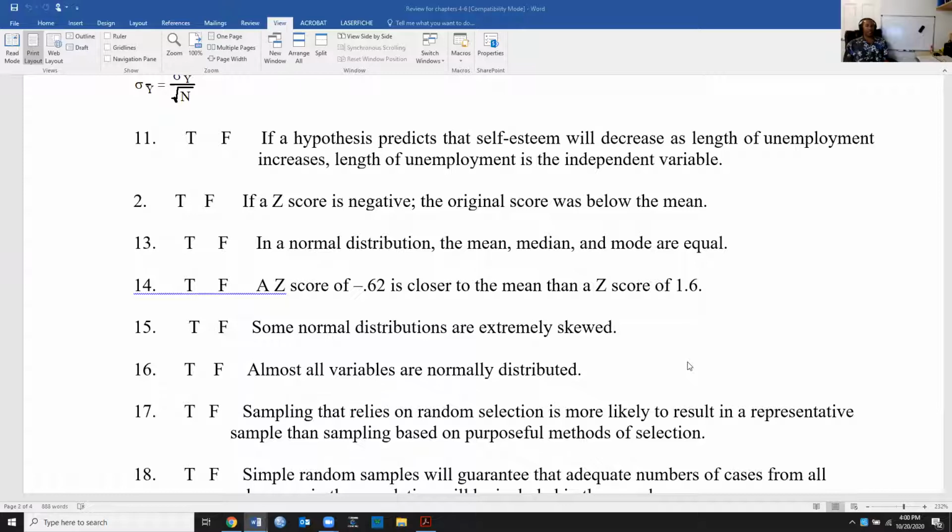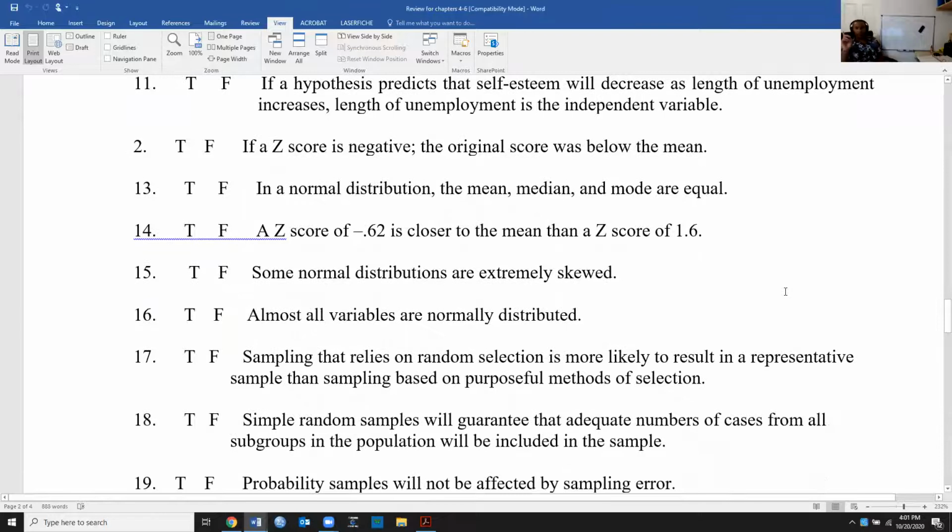Yeah, so if we're saying that the longer you're unemployed, the lower your self-esteem goes, I know it was written backwards, but it's logical that your self-esteem technically won't really affect your employment, but if you're unemployed, that could certainly affect your self-esteem, okay? So the answer is true. Length of unemployment is the independent variable.